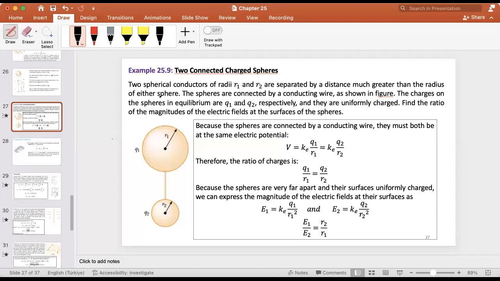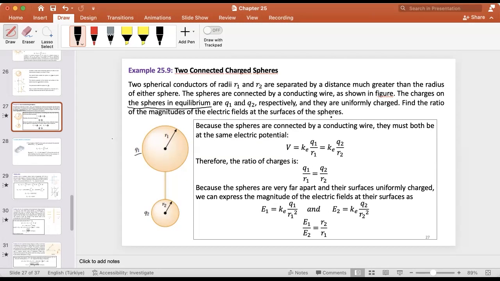Okay, guys, we will solve some questions about chapter 25. So this is my first question, and in the question it says there are two spherical conductors and they are connected by a wire. This is my wire. Also there is a keyword here: the charge on the spheres is in equilibrium. What does it mean? The charge will not be transferred between them, so Q1 and Q2 will remain the same.